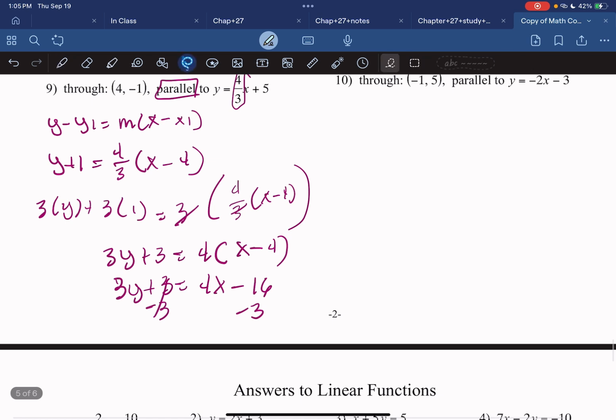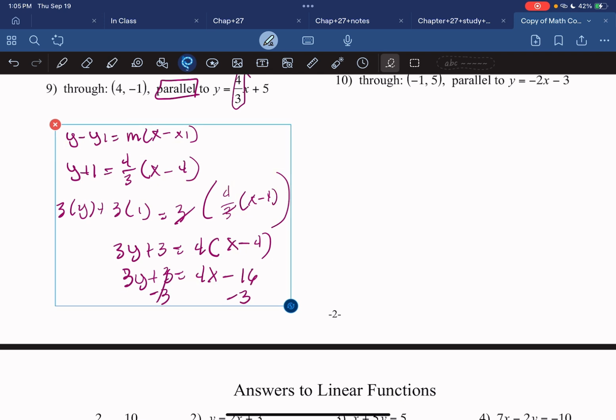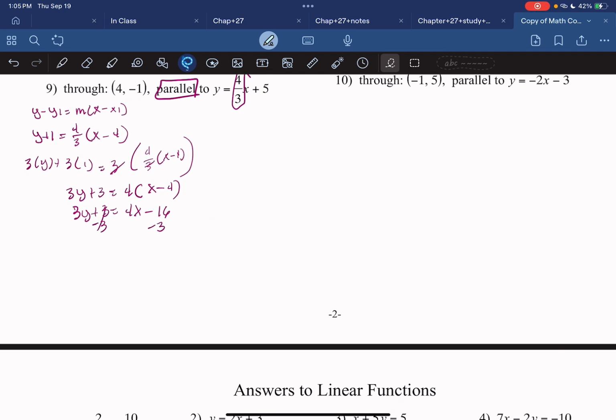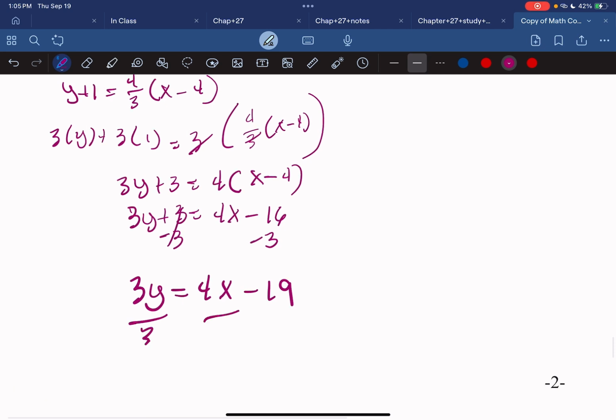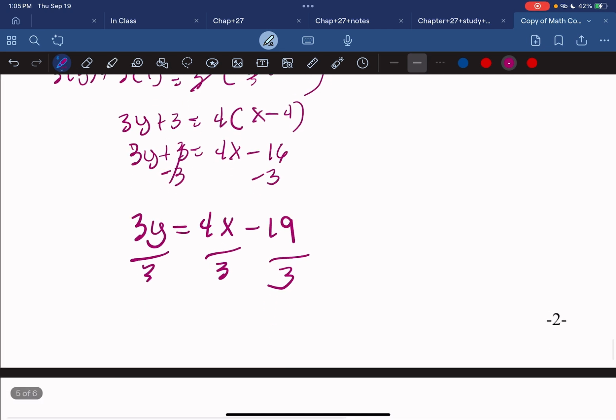Shrink this once again. Okay. Now we divide everything by 3. Y equals 4/3x minus 19/3. That's going to be wrong.